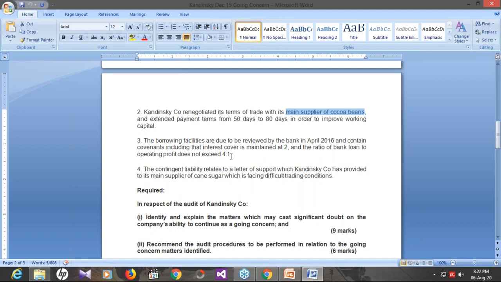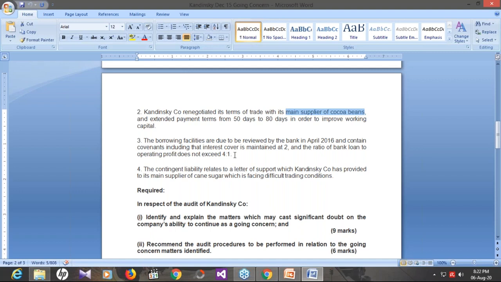So if the bank withdraws the facility, what will happen? Kandinsky will be left to their own cash, and Kandinsky will be exposed to a cash shortage, and there is a possibility that the company even cannot make normal payments to the supplier if the borrowing facility is taken from them. So this is how you are going to analyze the situation, and you have to conclude towards going concern. So financial data is important.